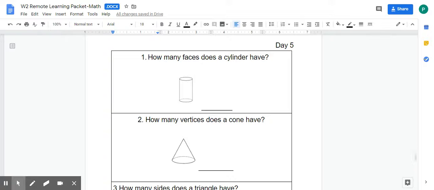Now day 5. Hooray, hooray, hooray! You got to the last page of math. So we're going to be looking at day 5. Day 5 is real simple. It's kind of like a review of everything you've learned so far. So you're going to take everything you know about 2D shapes and take everything you know about 3D shapes, and you're going to answer some of these questions.